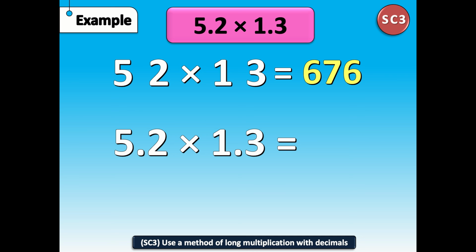Now if we have a look at the original question, we've got 2 decimal places in the question, so we need 2 decimal places in our answer. So our decimal point needs to go in between the 6 and the 7. So our answer is 6.76.